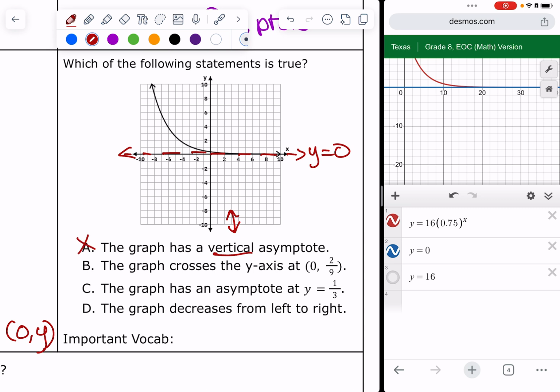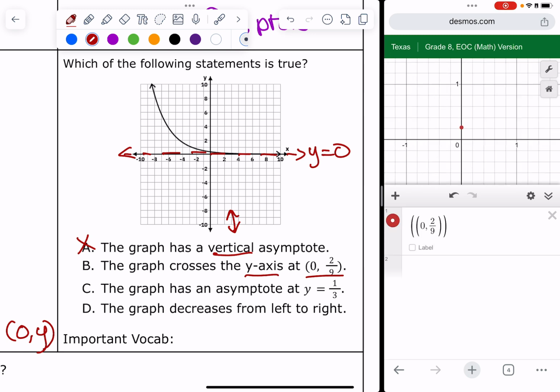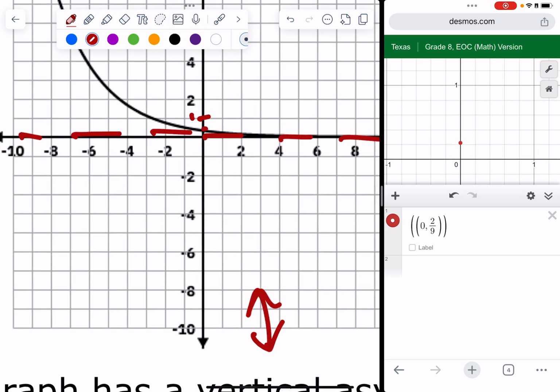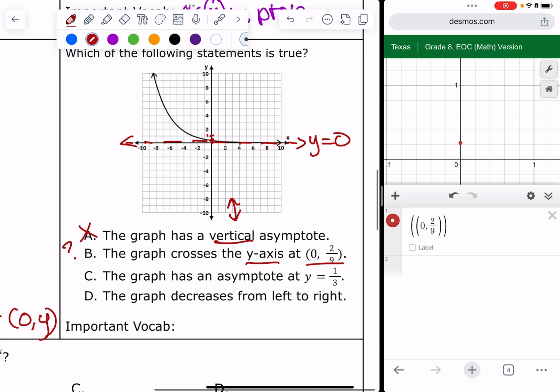The graph crosses the y-axis at (0, 2/9). So if I go (0, 2/9), I see that's between 1 and 0. If I look here, 1 is right here. So maybe that's my answer. Maybe. Okay, I know my asymptote. I already figured out my asymptote was y equals 0. This is y equals 1/3, which cannot be my answer.